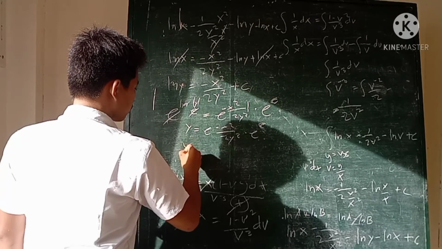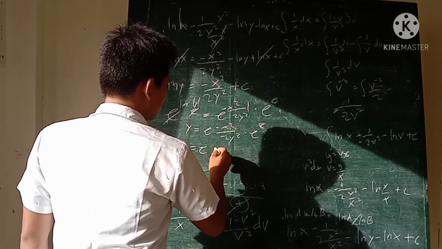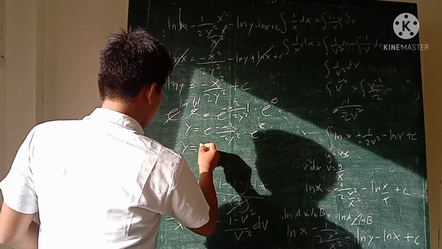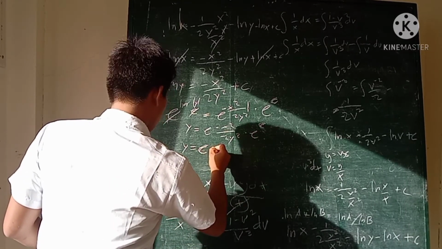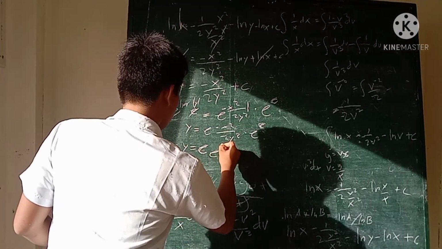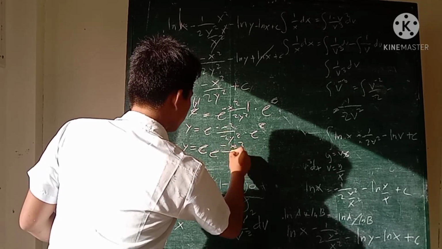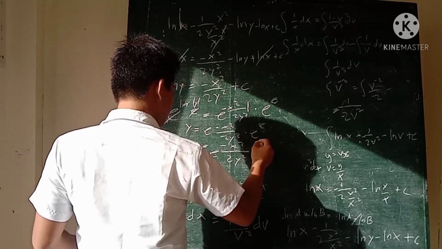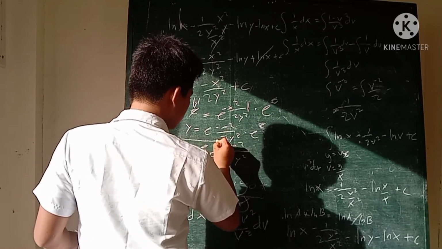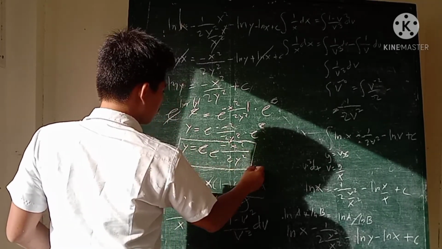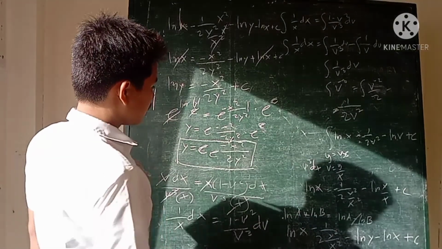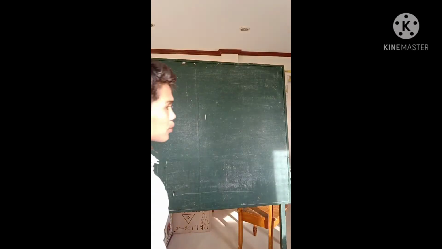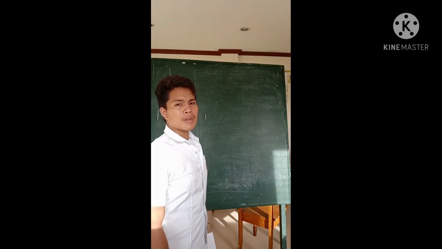So the final answer is y equals c e to the negative x squared over 2y squared. So the final answer is y equals c e to the negative x squared over 2y squared. And so let's proceed to problem number 3.